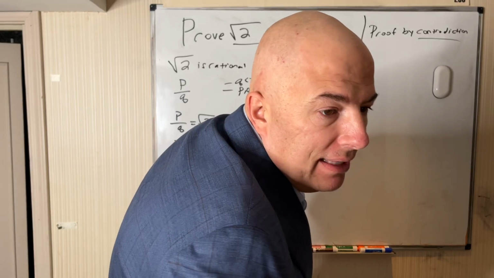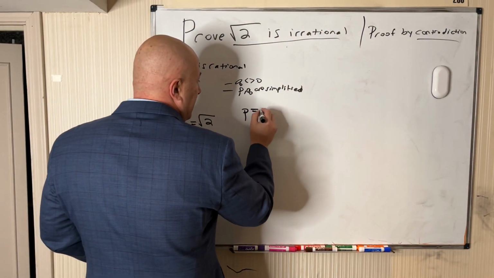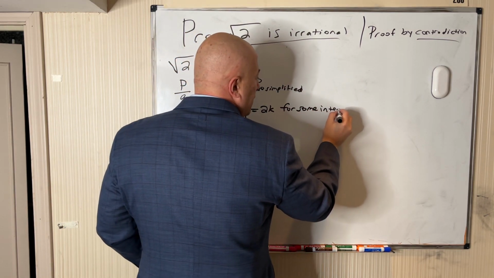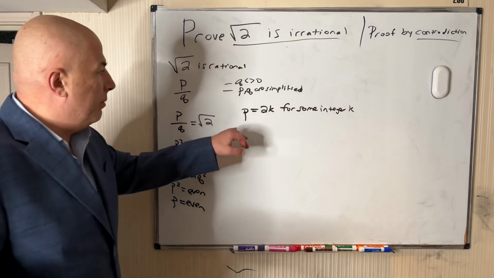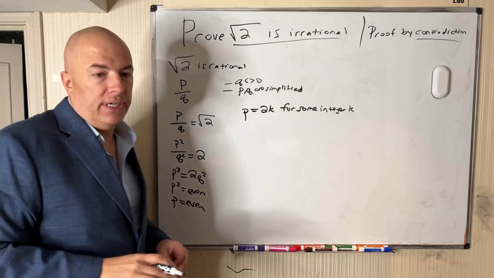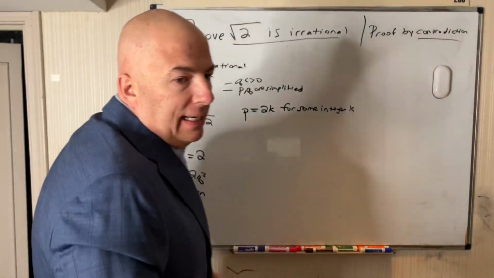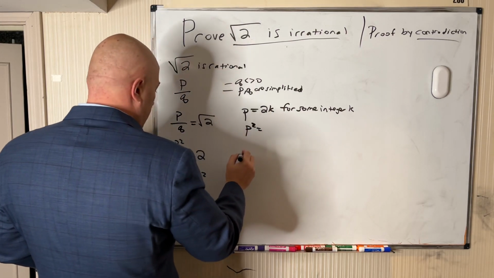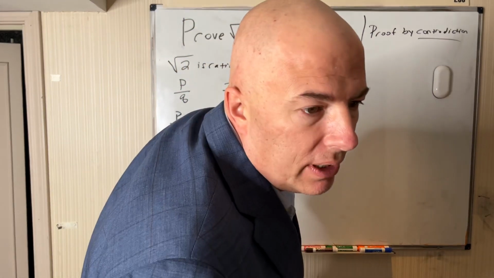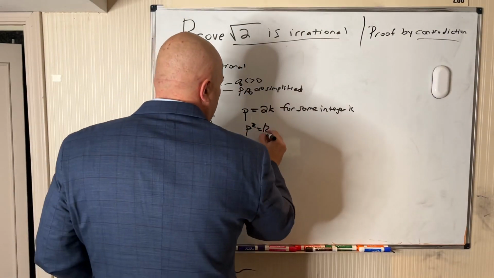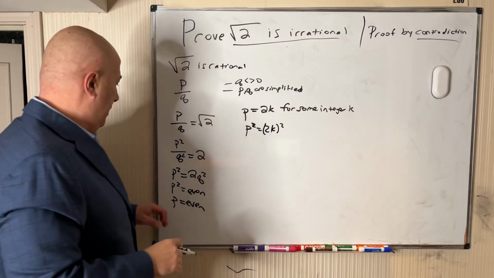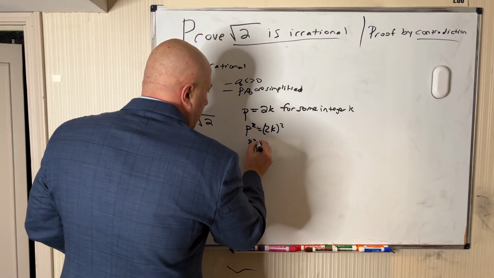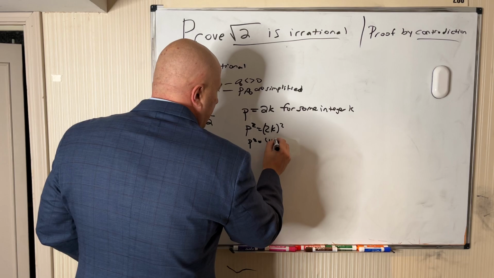So if P is even, then we know that P equals 2K for some integer K. Because even numbers are 2 times a random integer K. Well, what that means then is P squared equals 2K squared, right? If P is 2K, P squared is (2K) squared. P squared equals 4K squared.